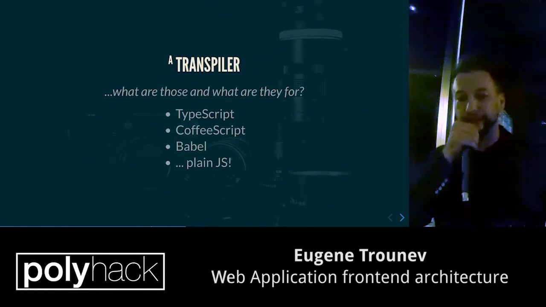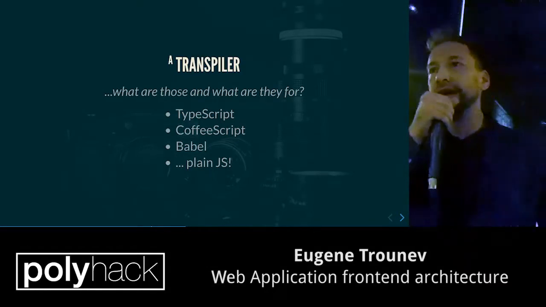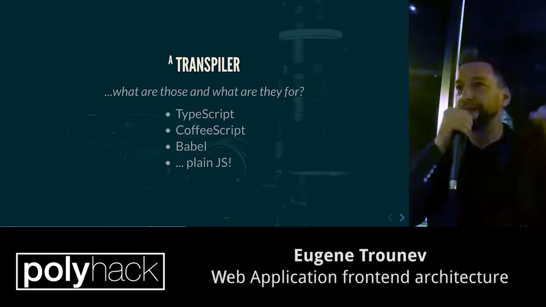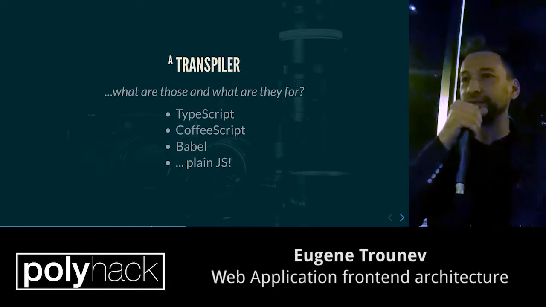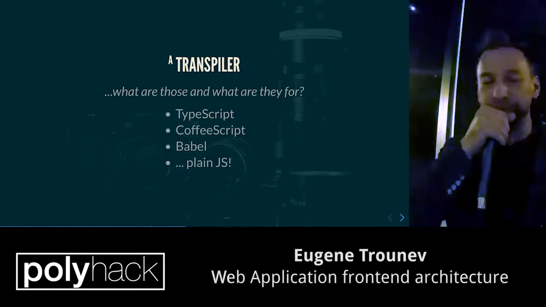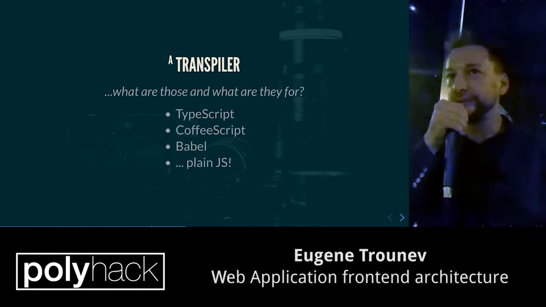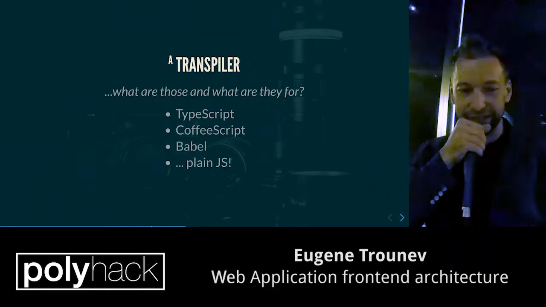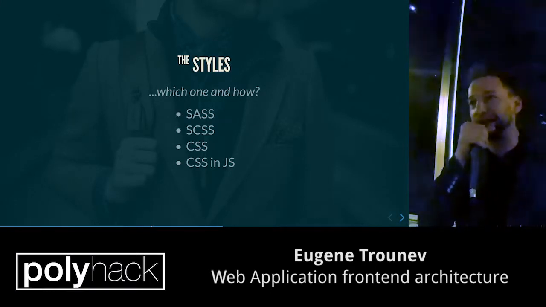So there are several transpilers out there. TypeScript being the most popular, I think, followed by CoffeeScript. Then there is also Babel, which is something that I would personally recommend. Why? Because Babel is actually based on the future JavaScript standard that is not yet here, but will be at some point unless we all die out. Okay, so now that we've decided on a transpiler, we can move to the next step in our architectural design, and that would be the styles.